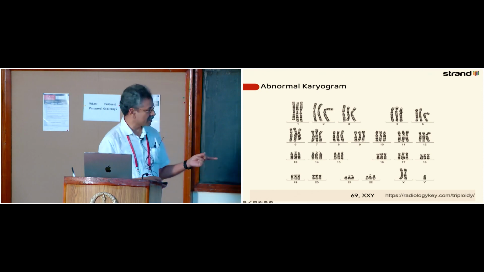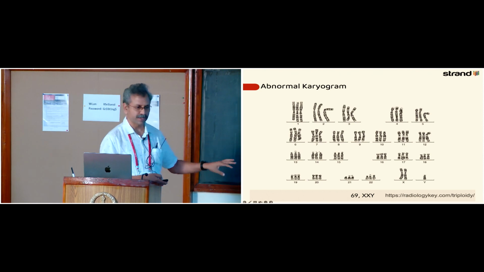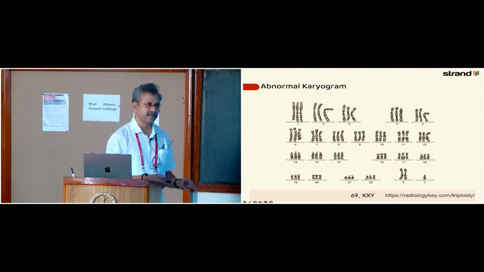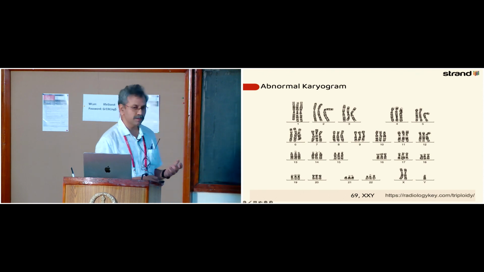So now you have 69 chromosomes in total. And in this particular case, it is an XXY. So that would be the notation, 69XXY. So if you had this larger change, you could detect this change through microscopy.